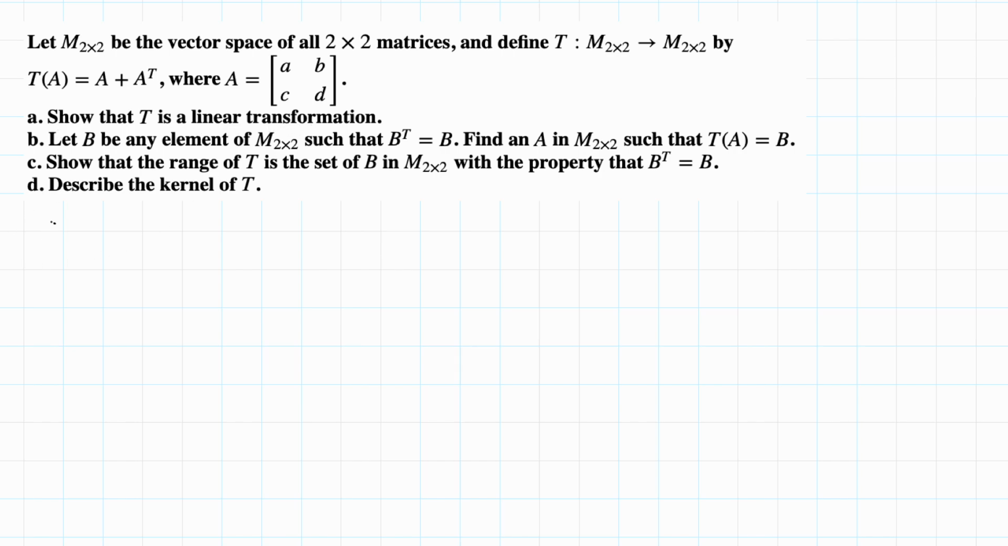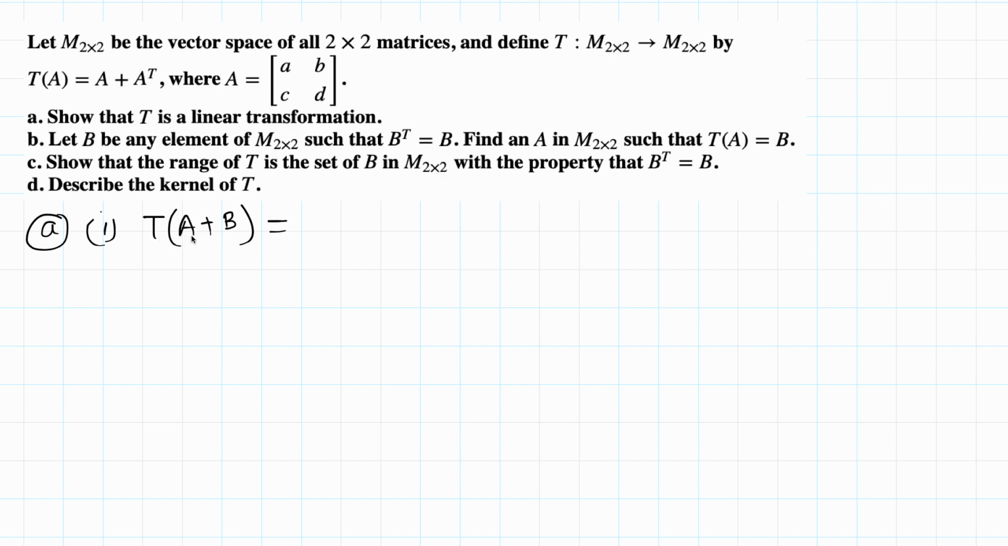Okay, so for this one, we need to show two things. T of A plus B, the sum of two matrices, should be the same as the sum of transformations. Transformation of sum equals sum of transformations. That's what we need to show. So let's work into this.